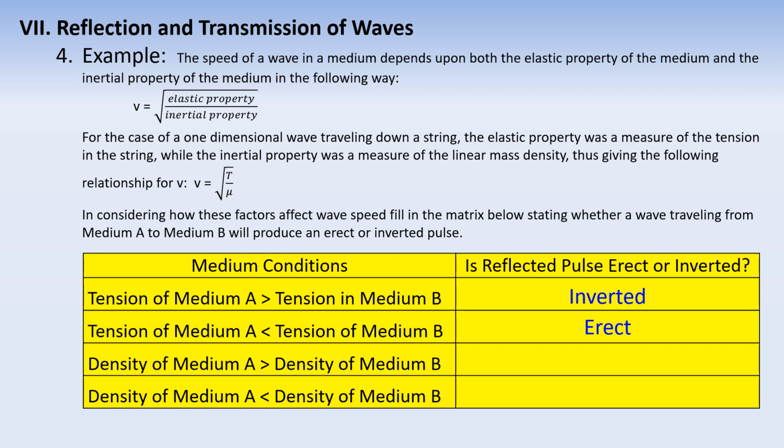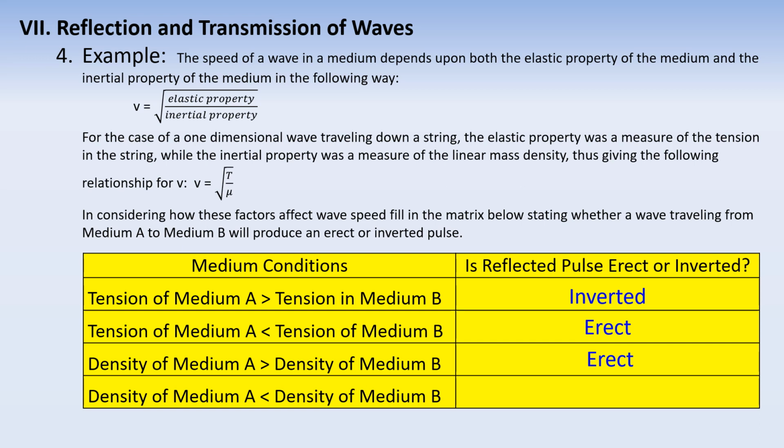Well, from our expression, we know that the wave speed is inversely proportional to the string density. So if the density of medium A is greater than the density of medium B, then that means that the speed in medium A should be less than the speed in medium B. So here's a case where the wave should speed up as it enters the new medium, in which case there will be no phase change at the boundary for the reflected pulse. That reflected pulse will be erect.